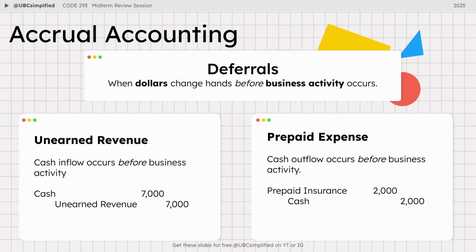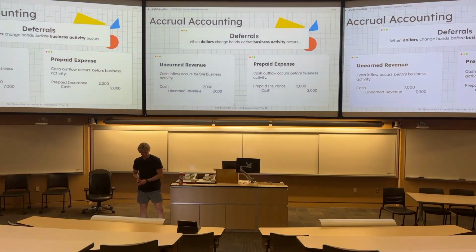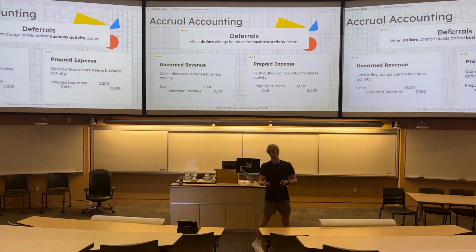And then the flip side of this is when I give you money before the business activity actually happens. This is unearned revenue. So if someone pays me and says, I want you to chop down a tree in a week from now, I can hold on to that cash. This is unearned revenue because I haven't earned it yet. I haven't done anything to deserve this money for not chopping down a tree. I can just sit on my butt. So we get that cash, but it's unearned revenue because we haven't performed the service yet.